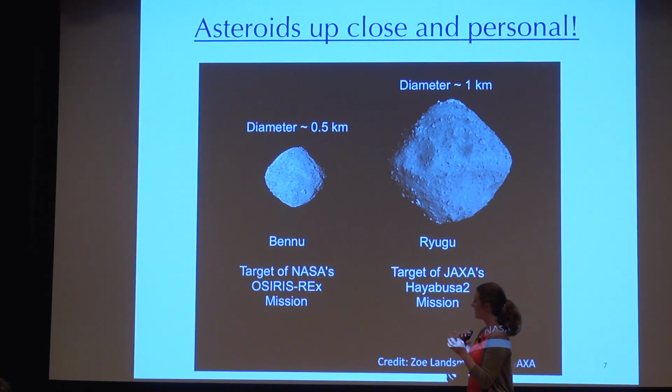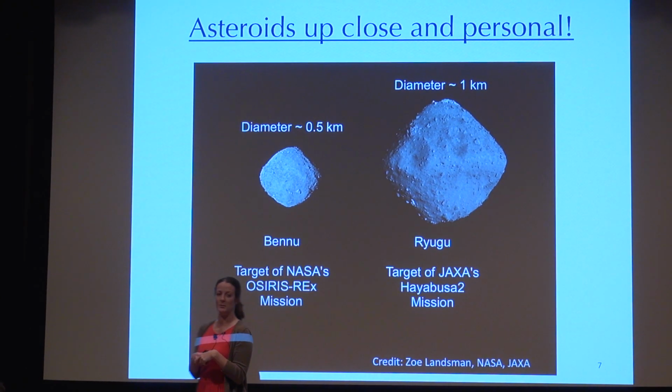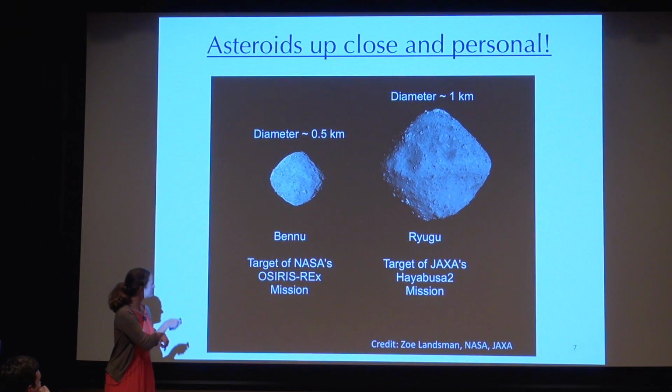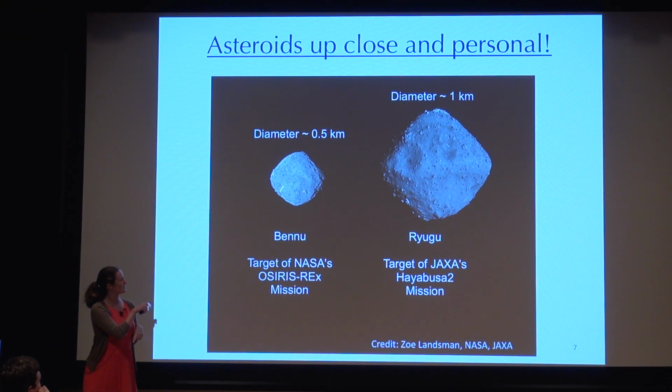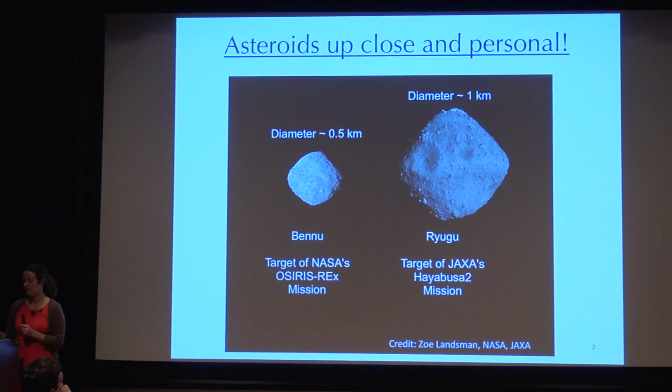But we're actually going to get more samples back now of different types of asteroids so we can actually poke and prod and look at what they're composed of. So Bennu, this is the best picture we have so far of Bennu because OSIRIS-REx is still getting there. It should be there in about a month.